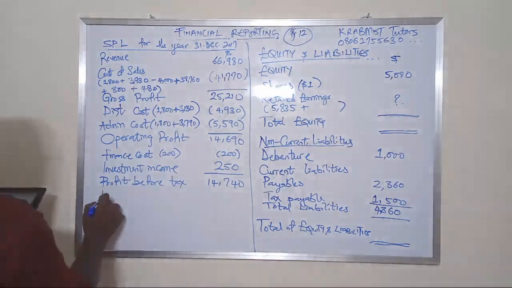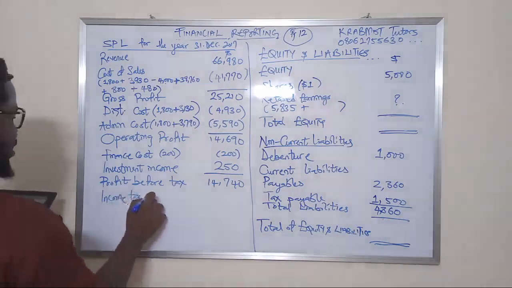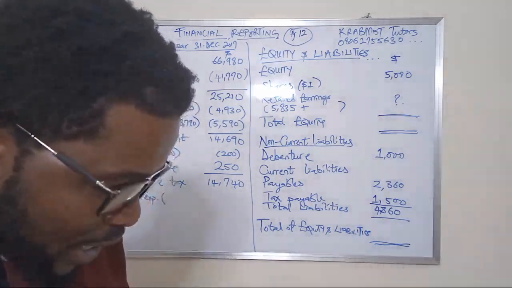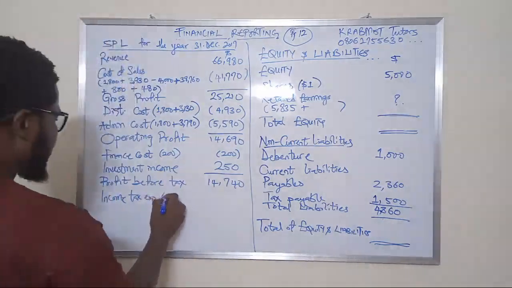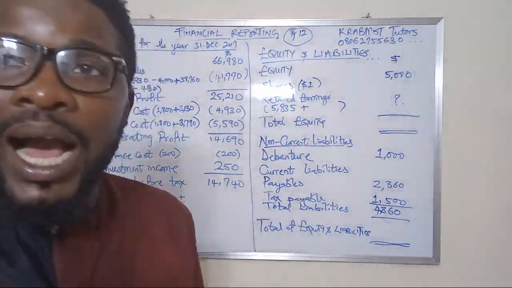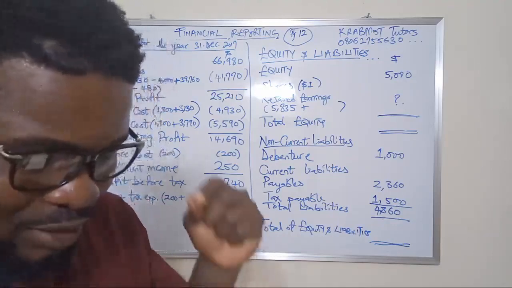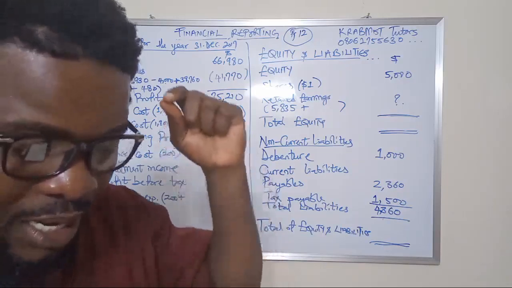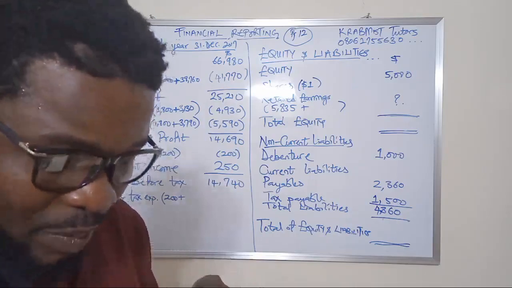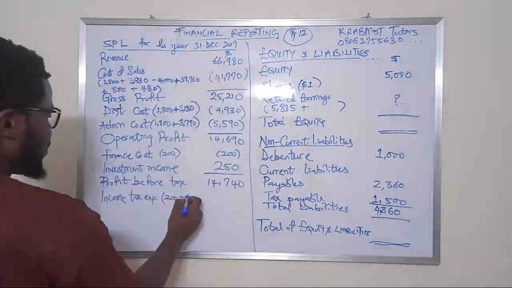Then we put income tax expense. From your trial balance, what do we have? We have tax of 200. At the end of the year, we have tax payable. Look at your note 4. It says the balance of tax on the tax account represents the over/under provision for the prior year. An estimate of 1,500 naira has been made for the tax payable at the year end. So 1,500.